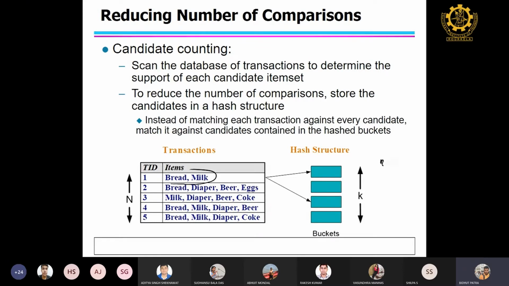So one item set can be bread, another item set can be bread and milk. So what we do is check, say suppose we want to check this item set, wherever it is occurring in any one of the candidate item sets. That will actually be very expensive.